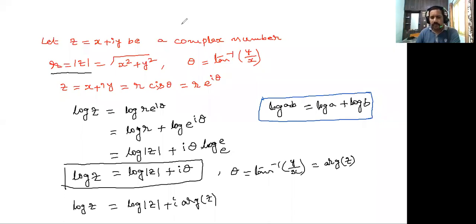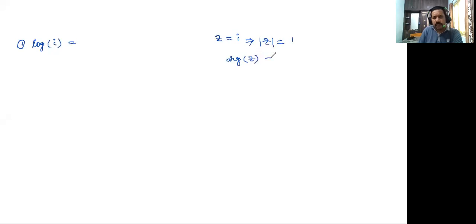Next. Now I am going to discuss that. First one, logarithm of a complex number i. So z is a complex number i. Then what is mod z? Mod z is equal to 1. What is argument of z? That is equal to tan inverse of y by x, that means 1 by 0. That is tan inverse of infinity. That value should be pi by 2.